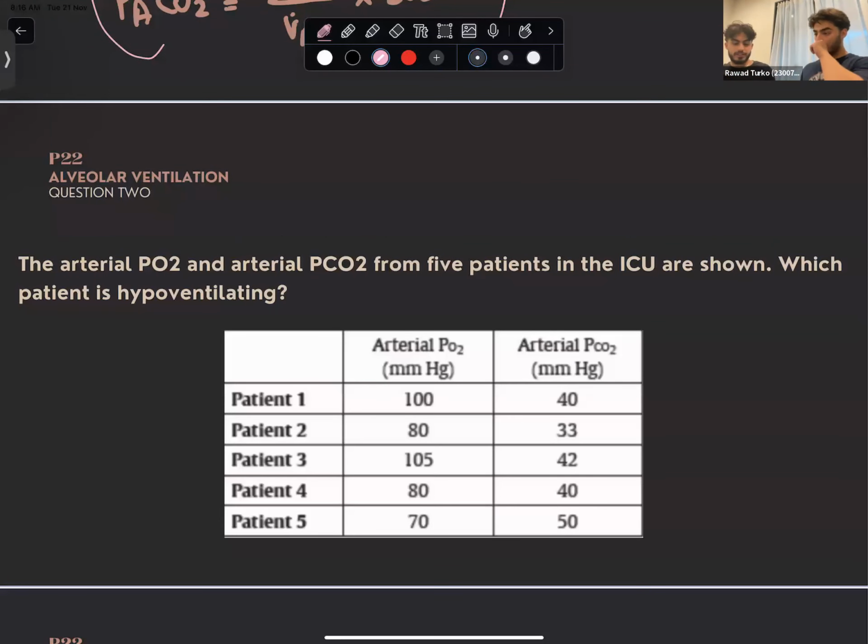So let's move on. Arterial PO2 and arterial PCO2 from 5 patients in the ICU are shown. Which of the following patients is hyperventilating?